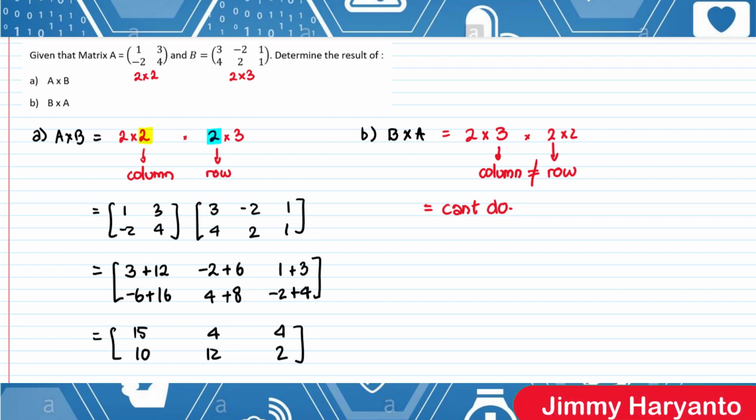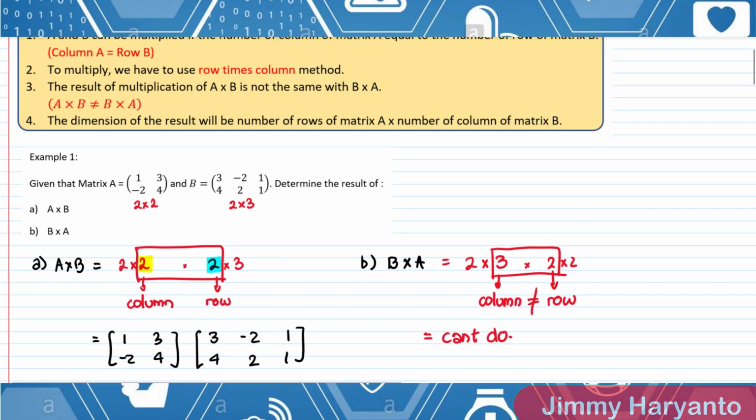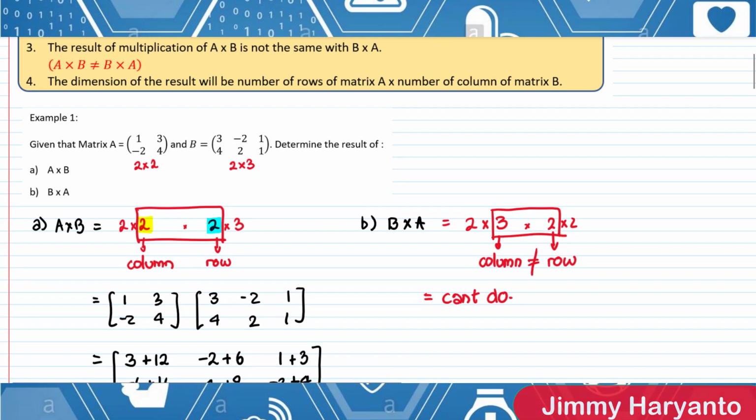Okay, I have a little trick for this one. If you have these numbers, the dimensions of the first and the second matrix, you only have to take a look at the middle number. The middle numbers are 3 and 2, right? If they are not the same, then you cannot do the multiplication. If they are the same, like 2 and 2, then you can do the multiplication.